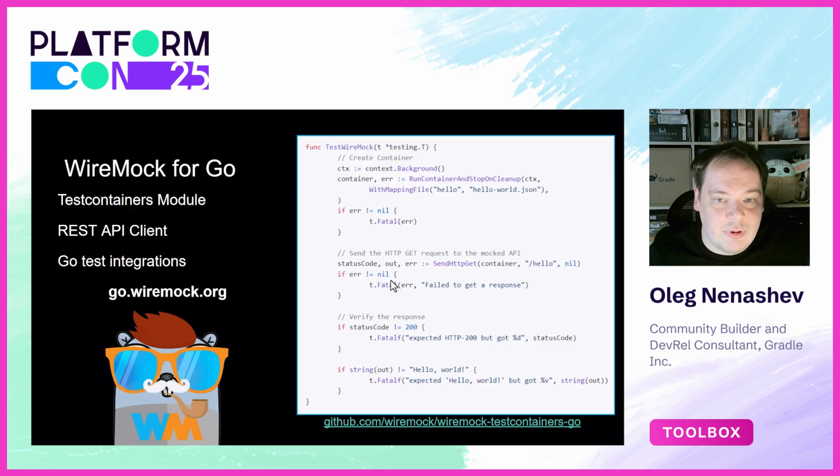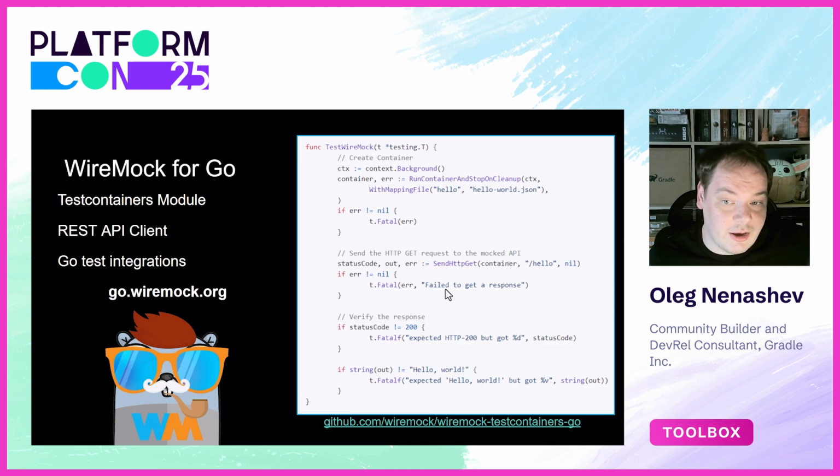And here's an example of a very simple test implemented for Golang. In this test, we initialize a WireMock that basically responds hello world to our request. It has its own configuration file, which we just add to the mapping. And then we can start using it.